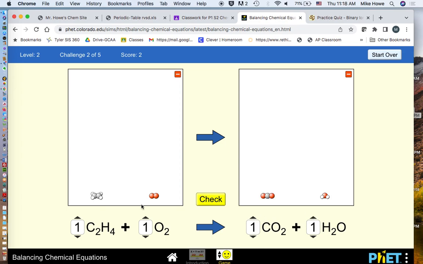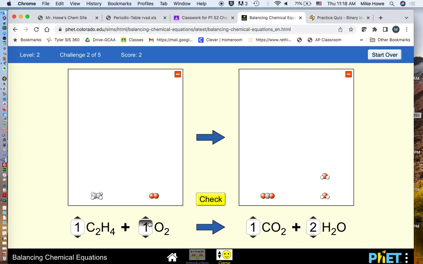What's uneven? Looks like it's the O's, but the O's show up in 2 different places. The H's are uneven, and they only show up here, once on that side and once on this side. So I'm going to deal with the H's first. So I have 4 H's on the right side. On this side, I've got 4 H's, so that's good.